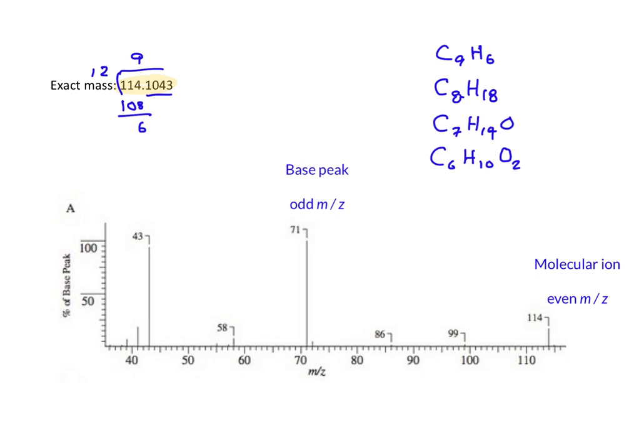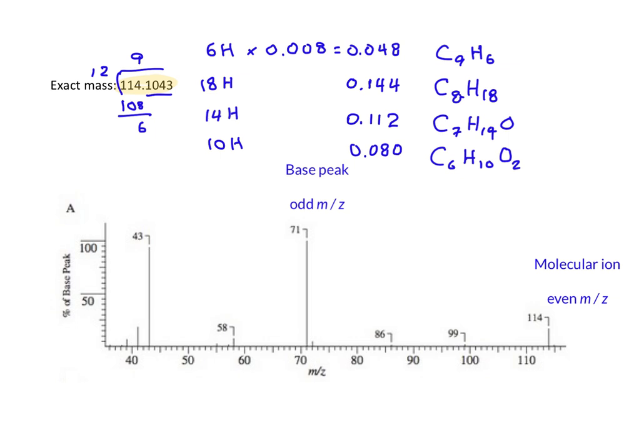If we now consider the mass defect, 0.1043, 6 hydrogens times 0.008 gives us 0.048, which is far too low. 18 hydrogens gives us 0.144, which is pretty high. 14 hydrogens gives us 0.112, which is closer. 10 hydrogens gives us 0.08, which is now getting a little low.